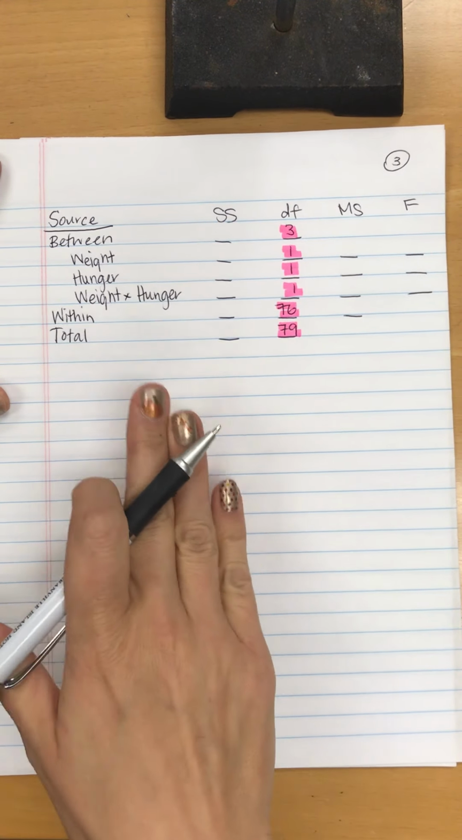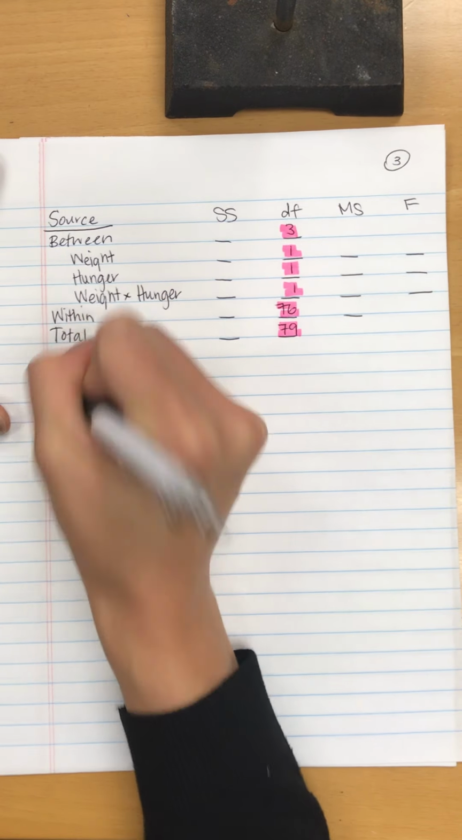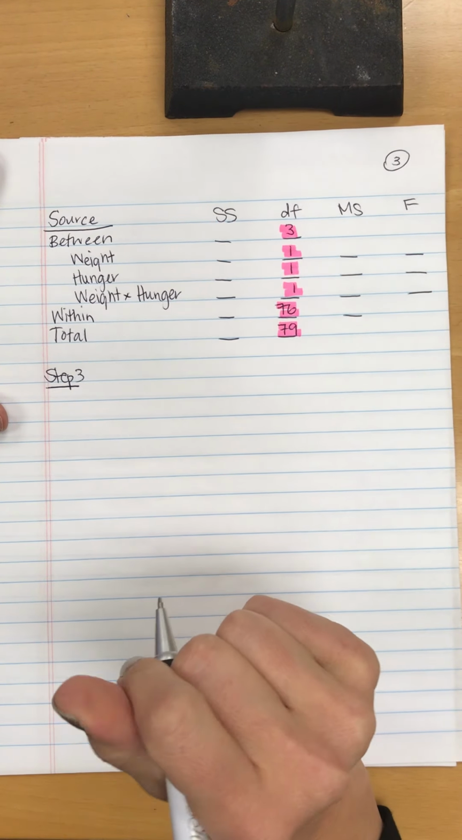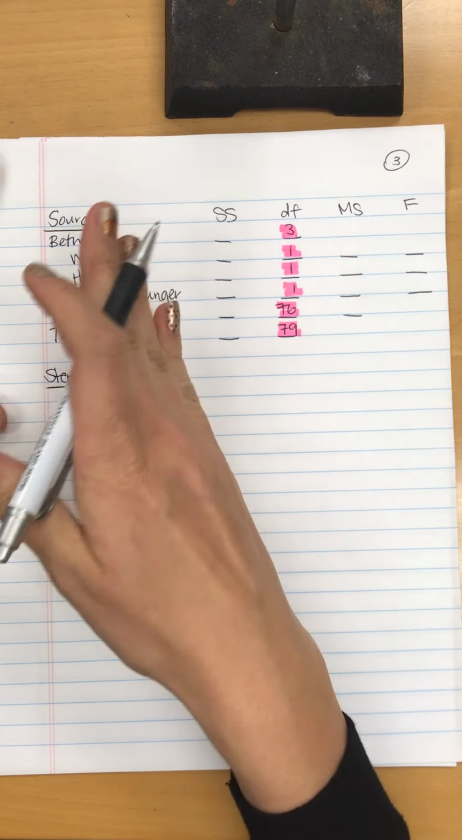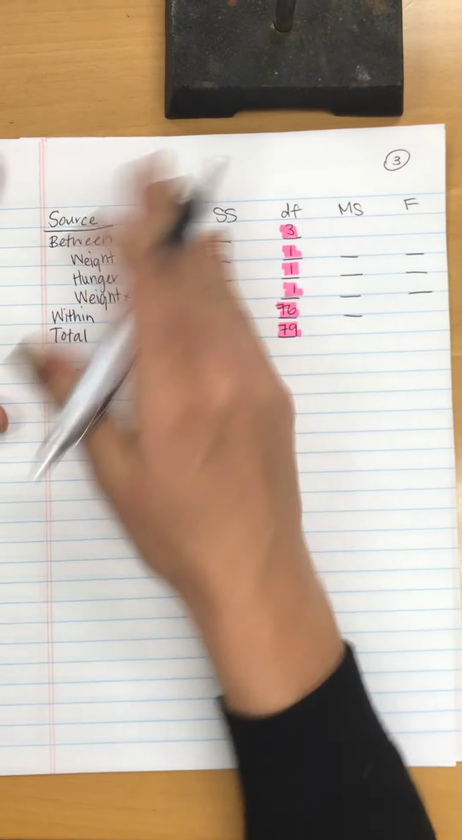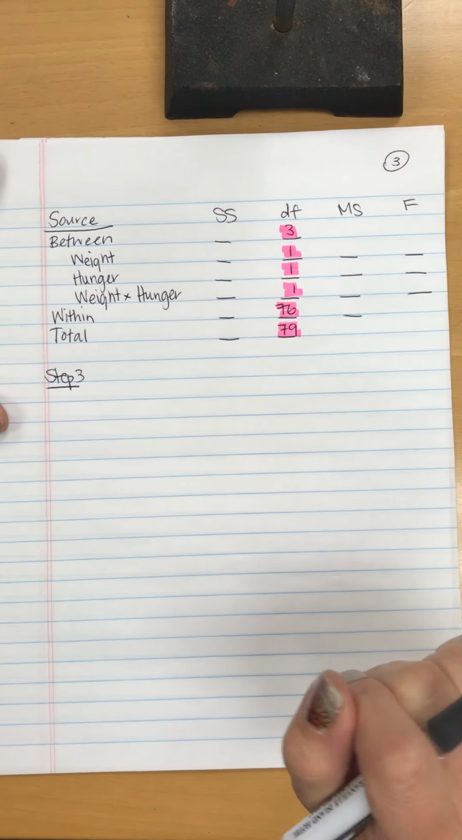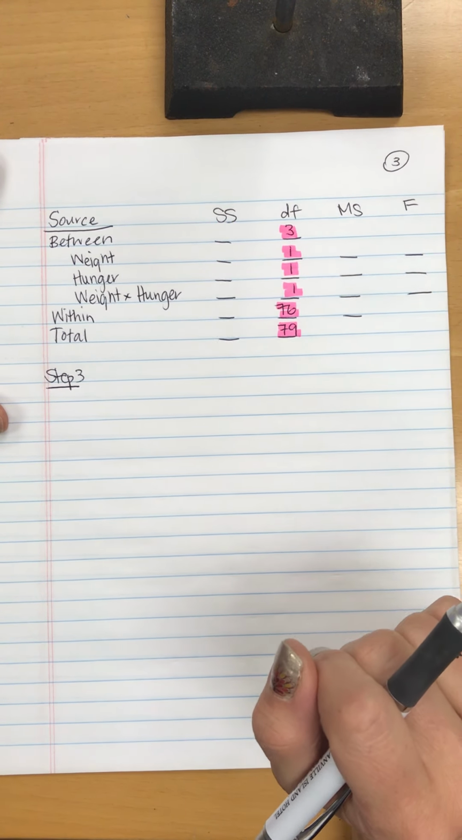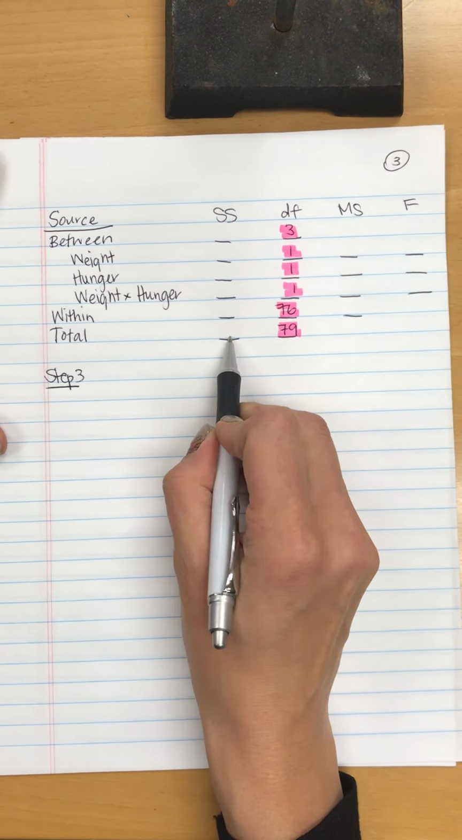So that was step 2. Now we're on to step 3. Step 3 is going to be a long step, so I'll probably divide it into multiple videos. I'll do one video for calculating all of the sum of squares, I'll do another video for all of the mean squares, and then a video for calculating the F's. So for step 3, where I'm going to start is calculating the sum of squares total.